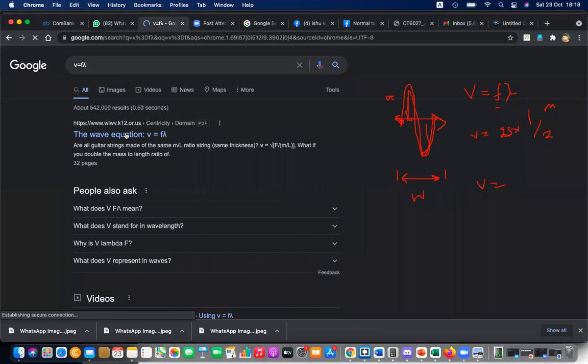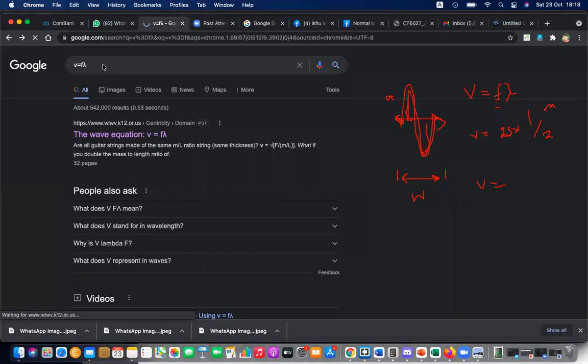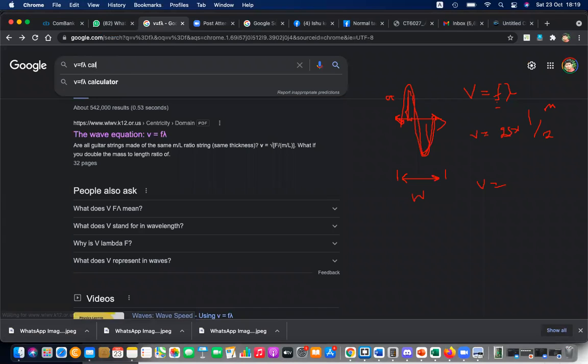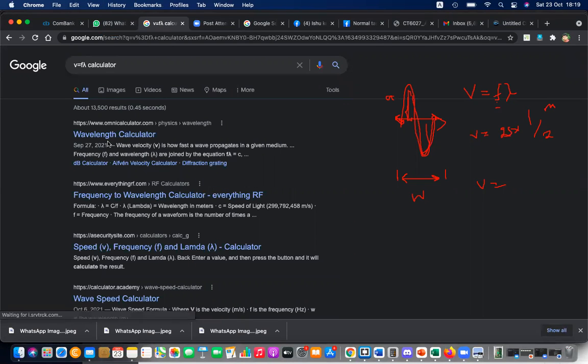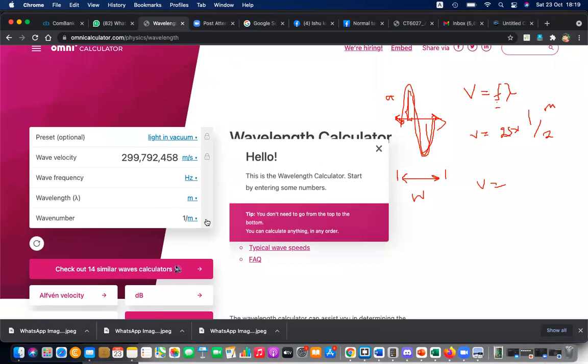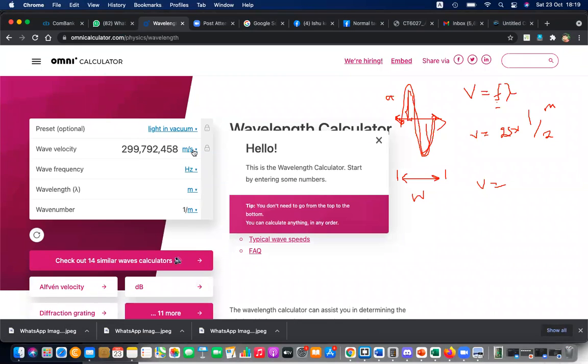Okay, let's go to the calculations. This is the PDF calculation. So V equals F lambda. Here, yes, meters per second. Meters per second, yes, that is correct. Sorry, I just measured frequency in the wrong way. This is meters, that is correct.